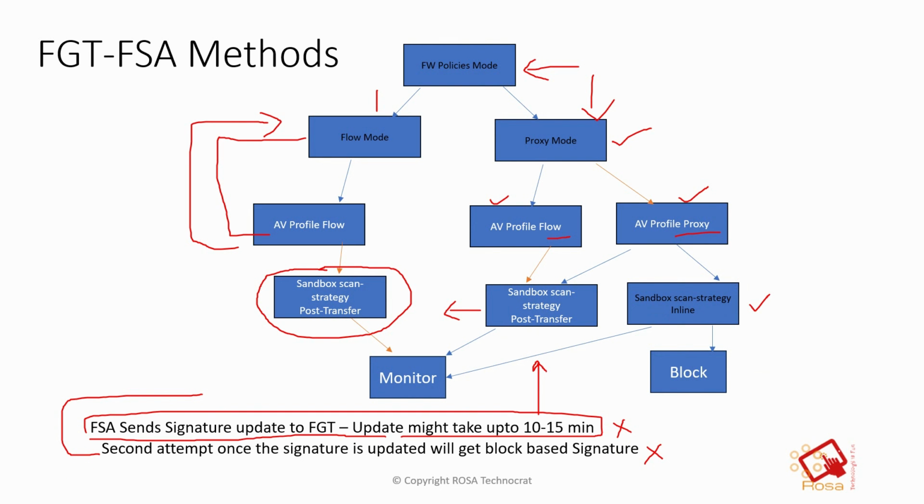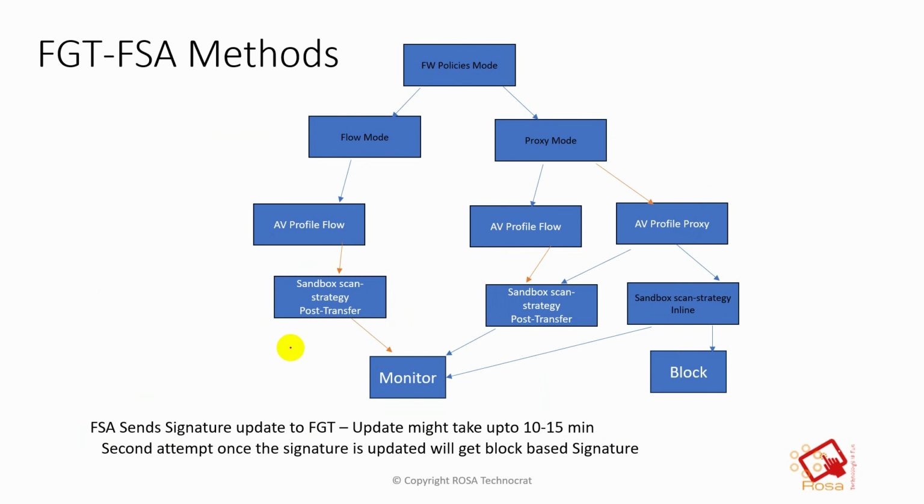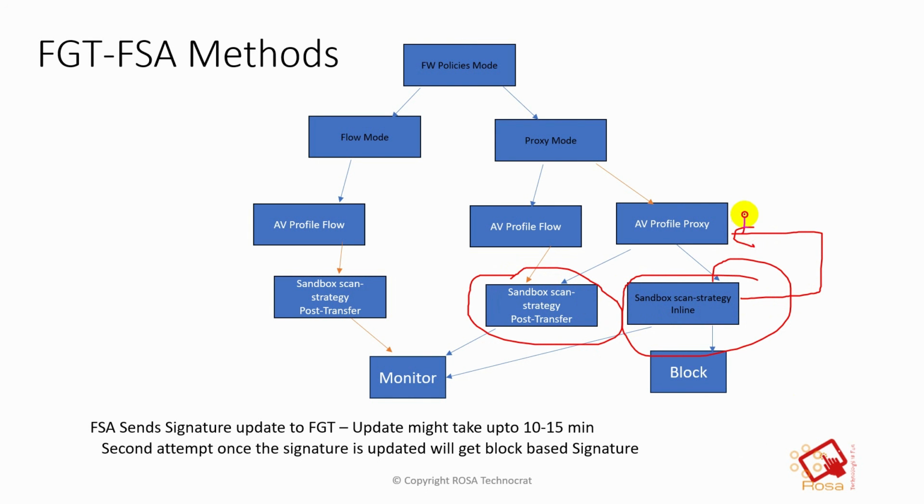Let me erase this, and I will just tell you the two modes. So there are two ways to transfer the files to sandbox, the post transfer mode and the inline mode. Okay. And inline mode is only available if the AV profile is proxy, and AV profile can only be proxy if the firewall policy is in proxy. Okay. And post transfer mode is available either in flow mode or in proxy mode.